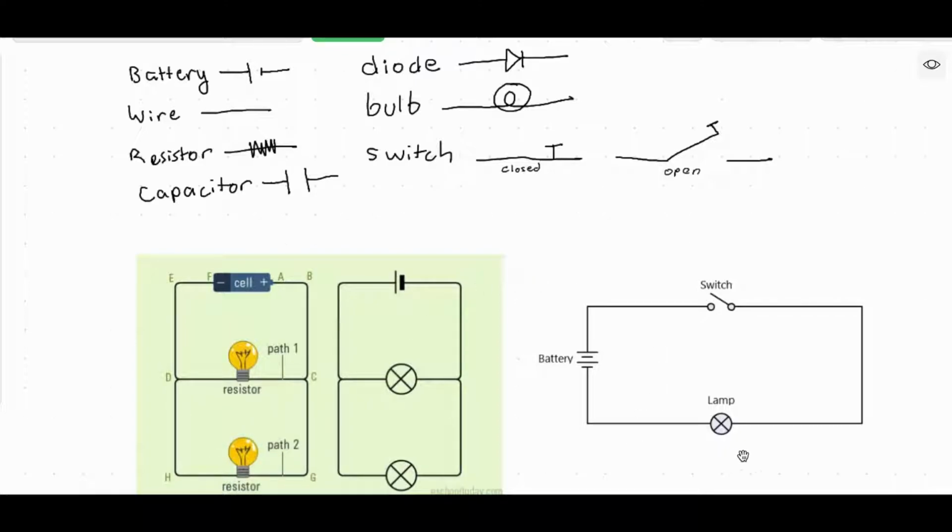Whereas in a series circuit, if you added another lamp right here or anywhere on the circuit, if one part of the circuit is broken, neither of the lamps would turn on. So that is going to be all the parts of a circuit.